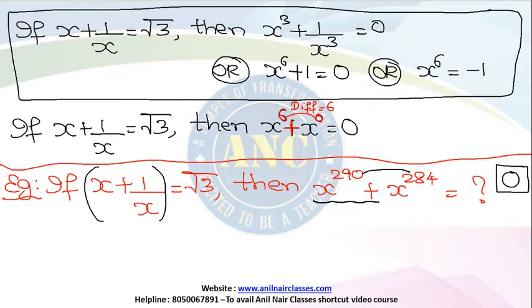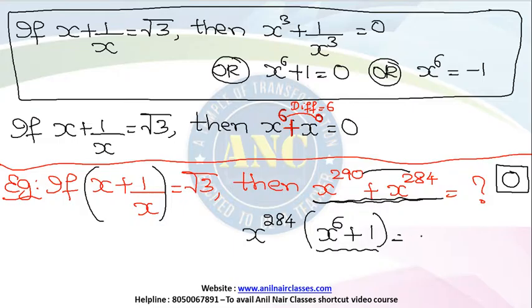In this particular equation, suppose I take x power 284 as common factor, the first term becomes x power 6, the second term becomes 1, but we know that x power 6 plus 1 is nothing but equal to 0. So it is x power 284 into 0. Anything multiplied by 0, the value is 0. Very simple.